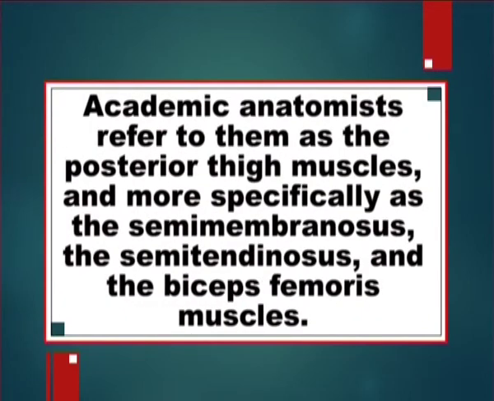Academic anatomists refer to them as the posterior thigh muscles and more specifically as the semimembranosus, the semitendinosus and the biceps femoris muscles. These muscles span the thigh, crossing both the hip and the knee. They originate just below the buttocks, arising from the bone on which we sit, the ischium.